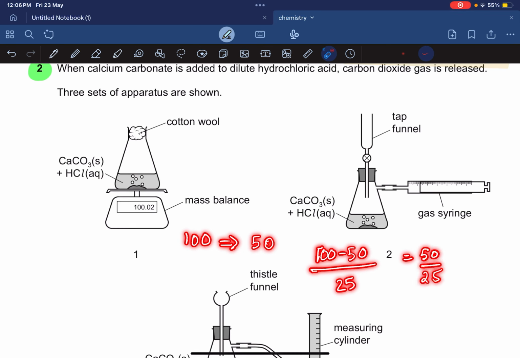That's going to be 2 grams per second. Why grams per second?